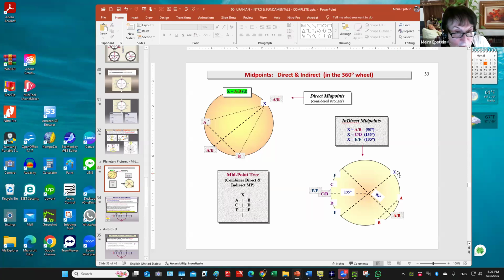And you will see that we can even use the smaller aspect. This is just squares and sesquiquadrates. I can even do smaller than that, and so on. So this is the idea of midpoints.